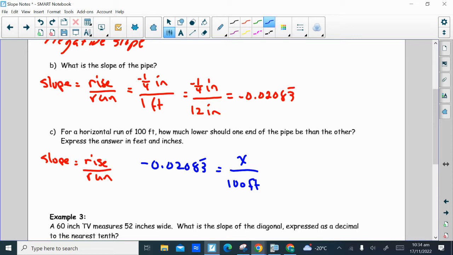So we did questions like this yesterday where we were given the slope and we were given either the rise or the run. We wanted to find the one that was missing. And we often did that by making sure that both sides were fractions. So I can make the left side a fraction by putting it over 1, and then we cross multiply.